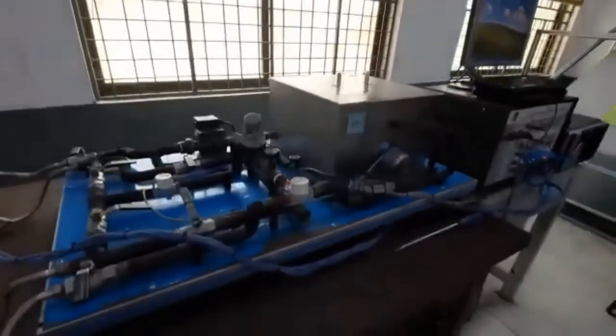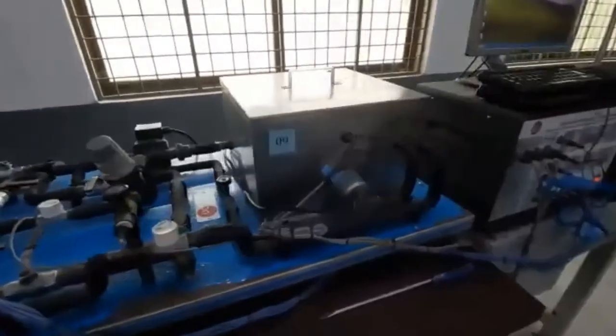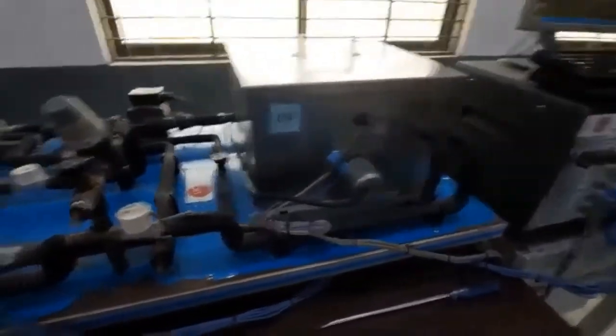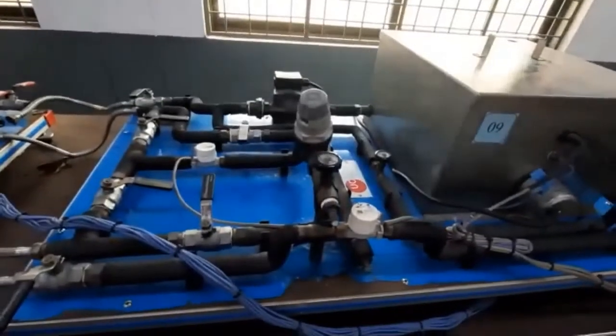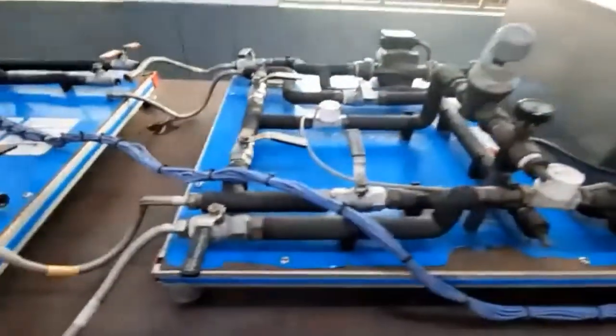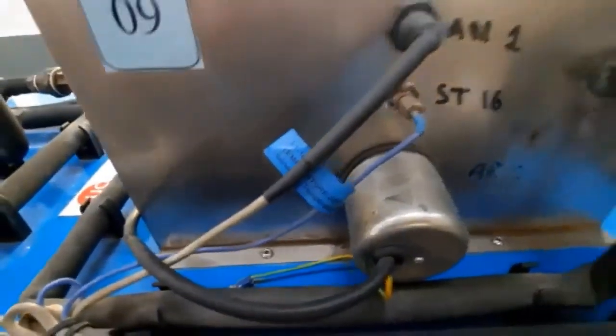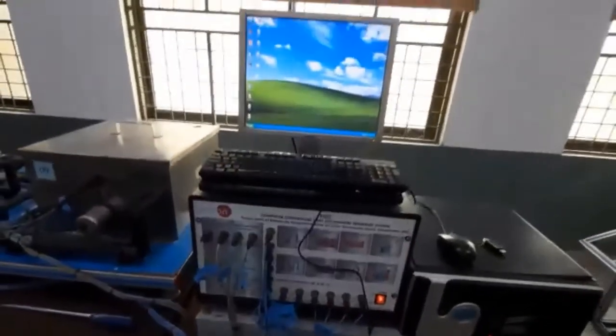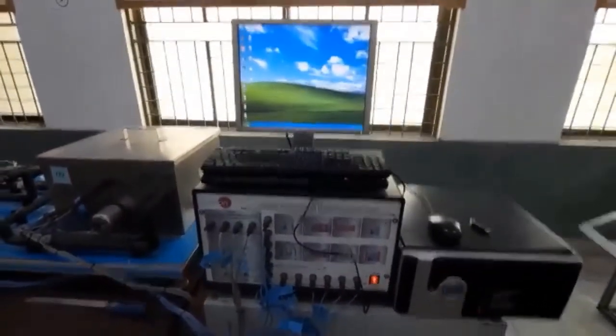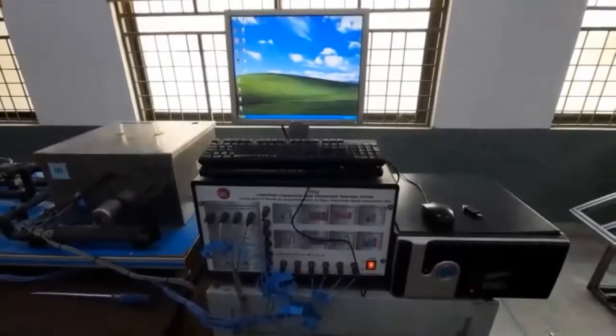And this is the front view. You can see that different valves are here, and different sensors are also placed here. These sensors are of different types. Some measure temperature, some measure flow. So these are all valves, and this is the hot tank in which we have filled the water, and we will heat that water and provide the supply of water. This is the computer unit and interface.